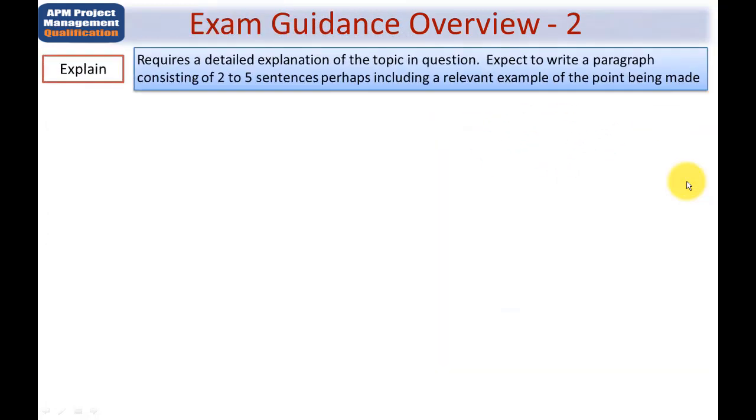Continuing with our exam guidance overview. Some questions have the words explain, and when you see this, it means the examiner requires a detailed explanation of the topic in question. You should expect to write a paragraph consisting of 2 to 5 sentences for each explain aspect, perhaps including a relevant example of the point being made, if that helps prove to the examiner that you have understood that aspect of the syllabus.